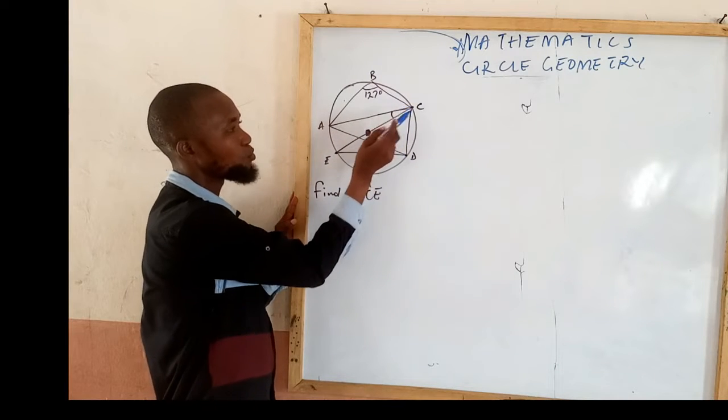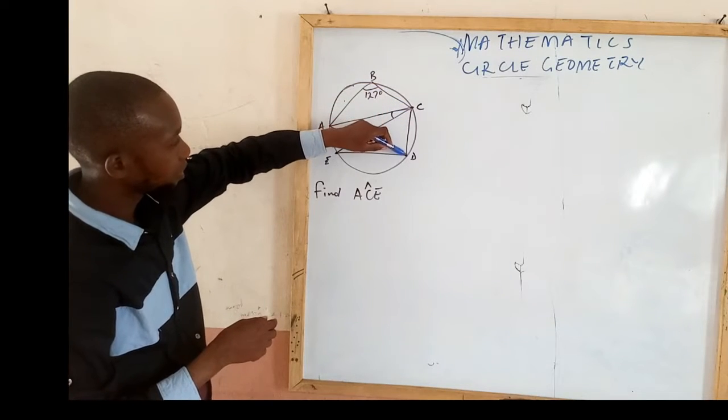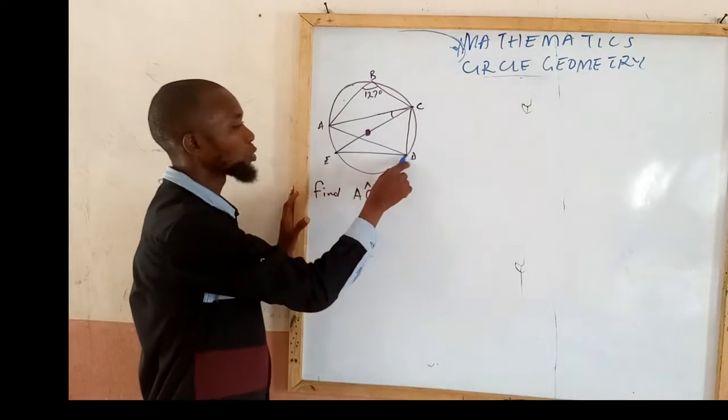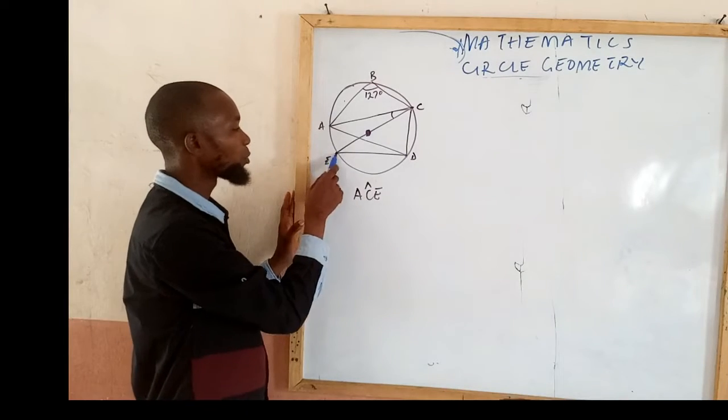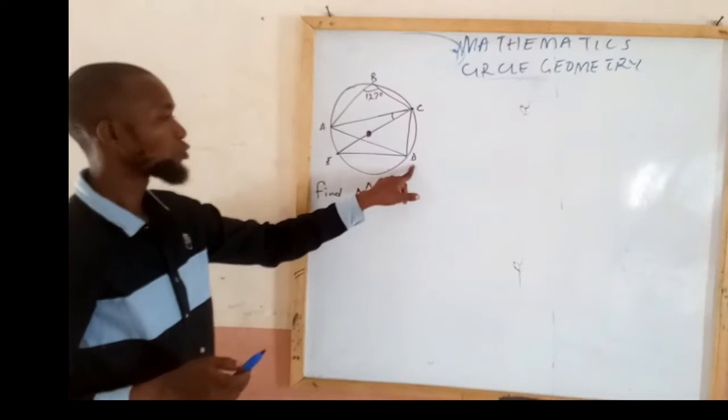And we can see that when we move this way, it also stops on point D, since both point A and C are able to come to point D.